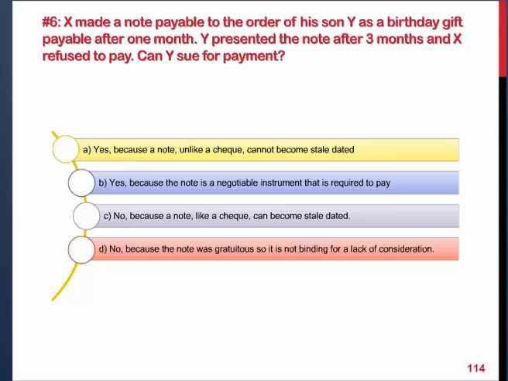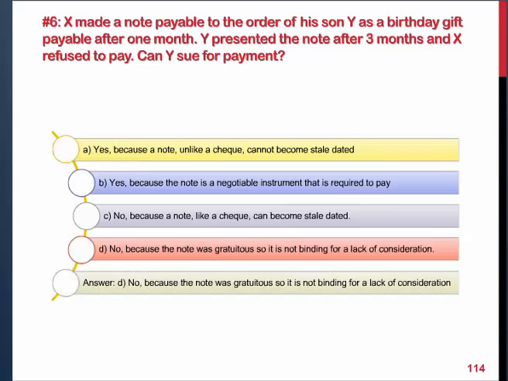Here, the correct answer is option D, no, because the note was gratuitous, so it is not binding for the lack of consideration. Also, it is not a payment against any liability.